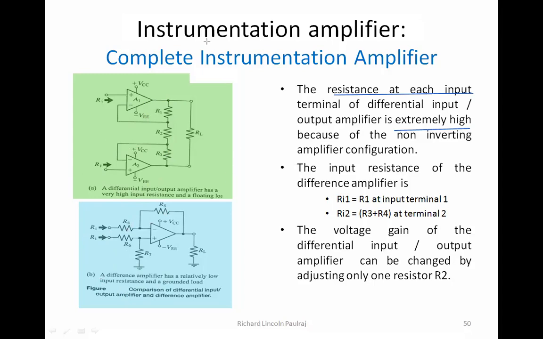Let me just draw it, right? So this circuit, what I'm going to do is come and place it here. So they are going to be side by side.